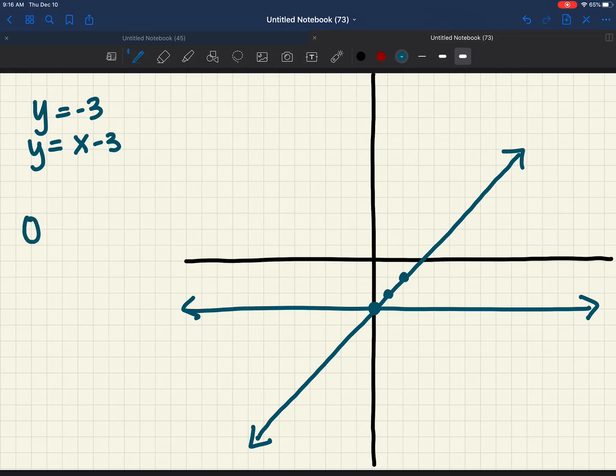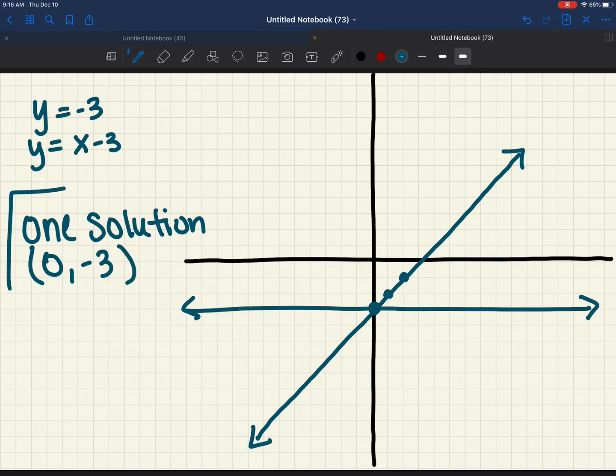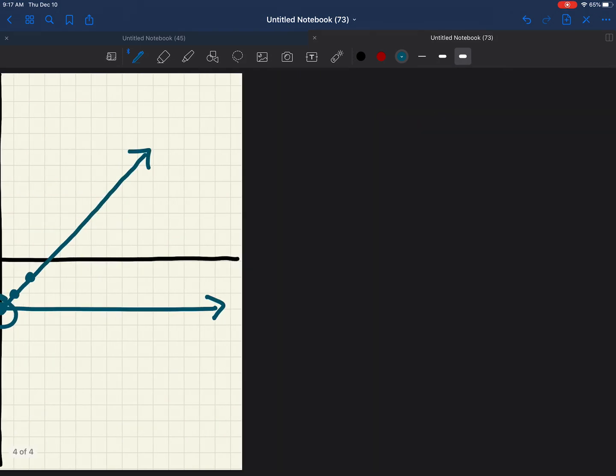All right. So I get one solution at 0, negative 3. How do you get the point for the one solution? Like, how do you get the 0, negative 3? Where the two lines meet. Yeah, the point where the two lines intersect. Good question. If they meet, you're looking for the ordered pair where the two lines are intersecting. Okay?